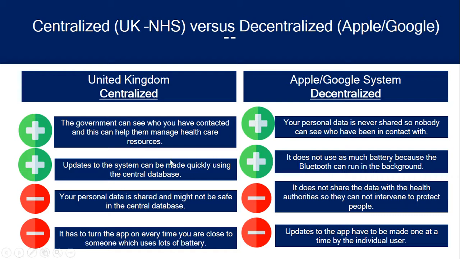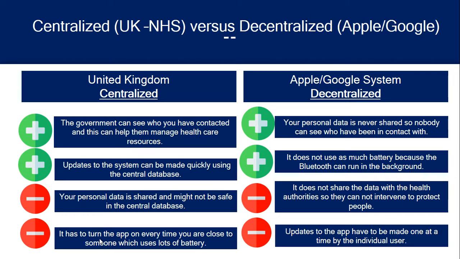Updates to the system can be made quickly using the central database. So these are the good bits of the UK system. The bad bits are that your personal data is shared with the health authorities, and it might not be safe in that central database, and people can figure out who you've been talking to. The other downside is that if you're not using the Apple Google API, you've got to create one yourself. And to create one yourself is very difficult, because only Apple and Google really know how best to program their phones, obviously.